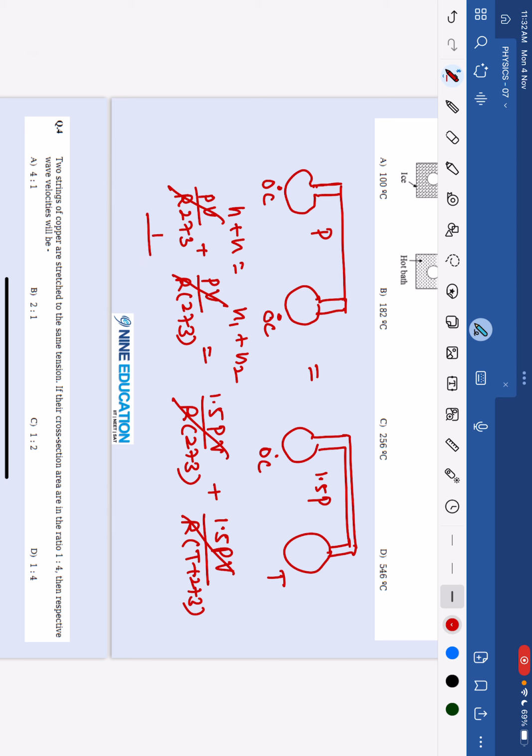So it will be 1 by 2 into 273 equals 1.5 divided by T plus 273. If I solve it, I'll get 1.5 times this, T plus 273 equals 819 Kelvin. So the temperature here would be 546. Correct? So this is my correct answer.